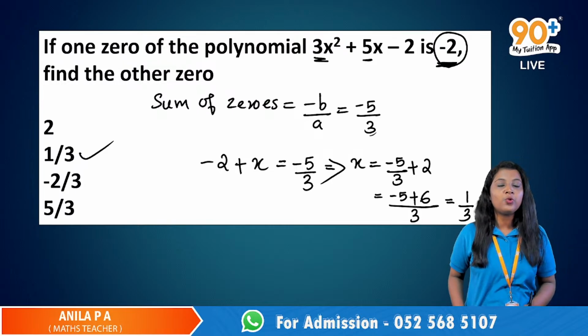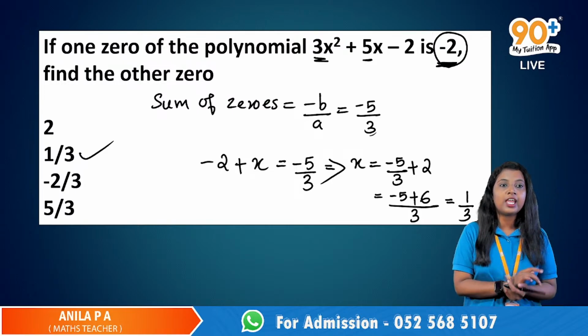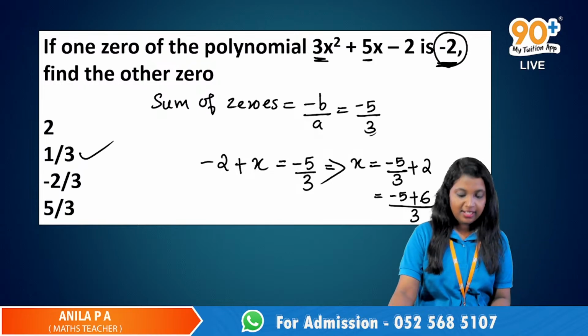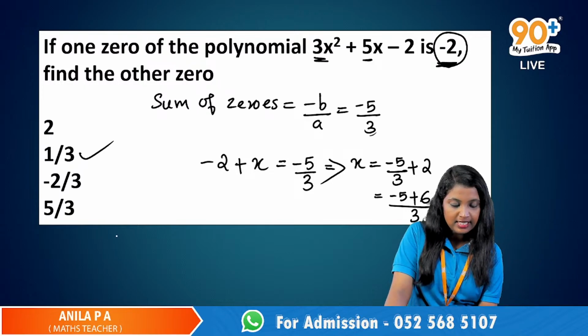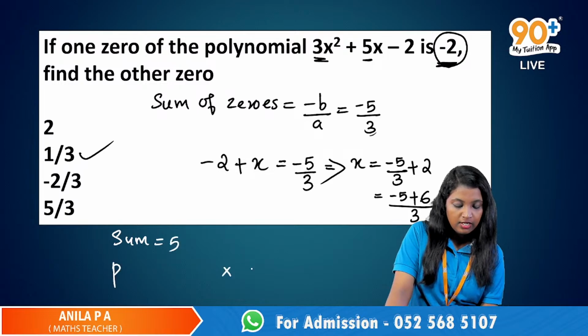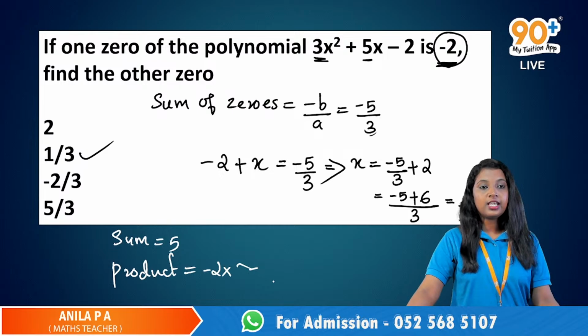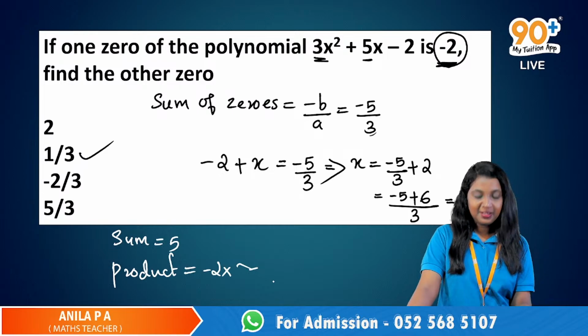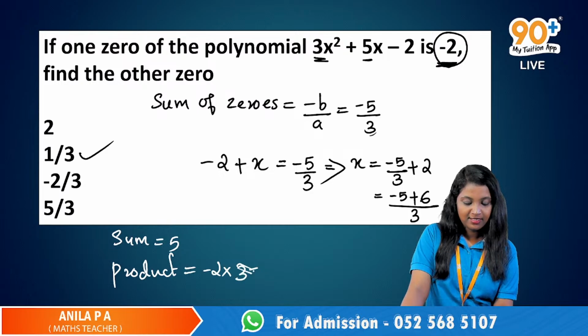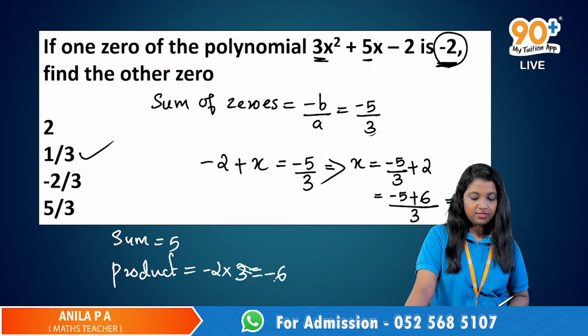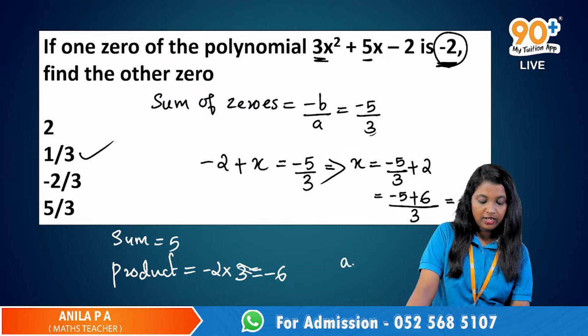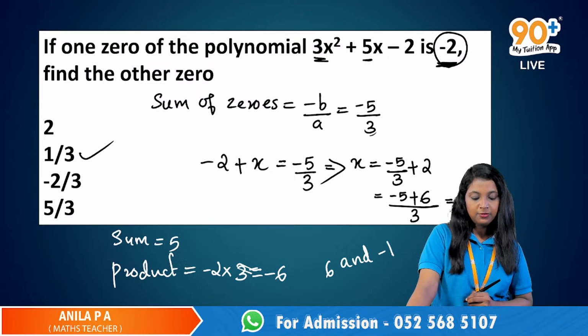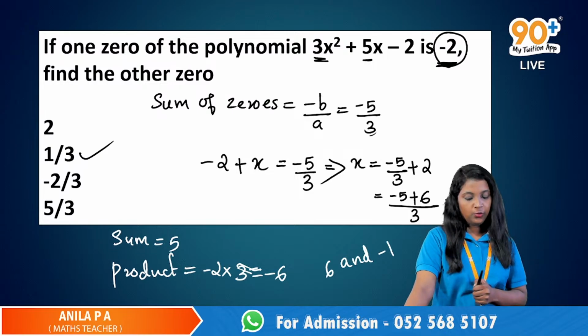Okay, so you have to find two numbers such that sum is 5 and product is negative 2 into 3, which is negative 6. Okay, sum is 5 and product is negative 6. So the numbers are, can we take 6 and minus 1? Yes, 6 minus 1 is 5, okay.